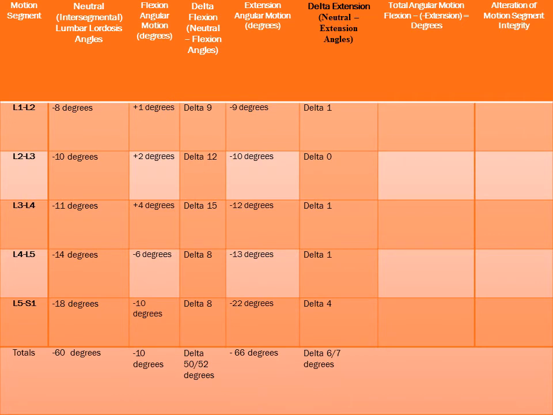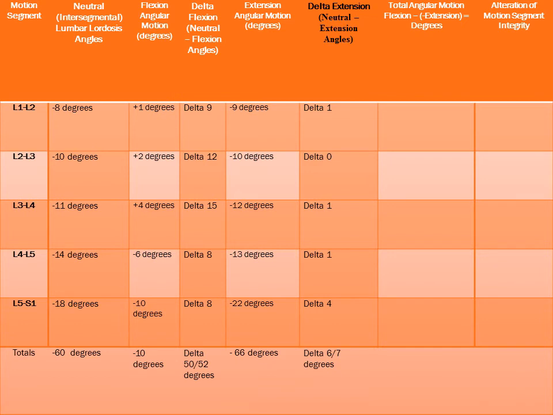And if you add those delta figures up, it comes to only 6 to 7 degrees of total motion for the entire lumbar spine, moving from neutral lateral to full extension. And that coincides with our changes in global lumbar lordosis angles of -60 to -66 in extension. So what would you conclude here? I conclude that there's relative immobility of the spine in moving from neutral lateral to lumbar extension.